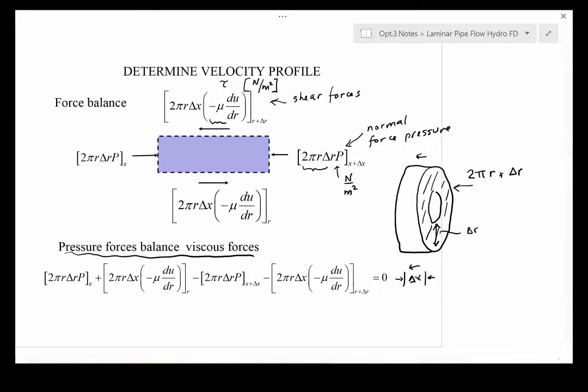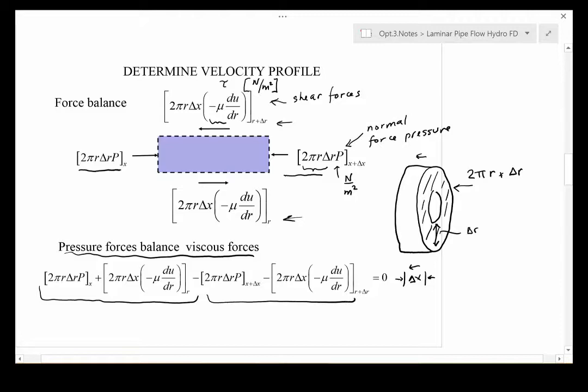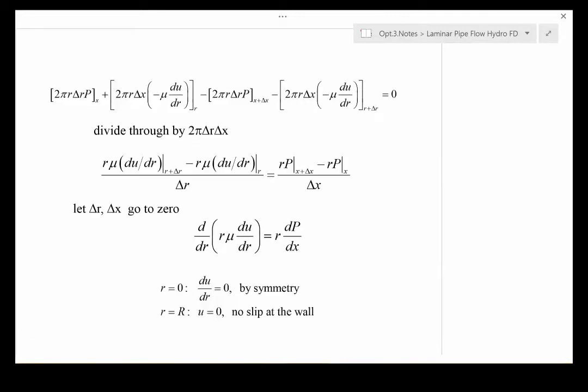And so we have forces that are acting on the x face, forces that are acting on the x plus delta x face, forces that are acting at the r location, and forces that are acting on the r plus delta r location. So we have our x and r location, and we have our x plus delta x and r plus delta r location. Well, we use the definition of a derivative or do a Taylor expansion.